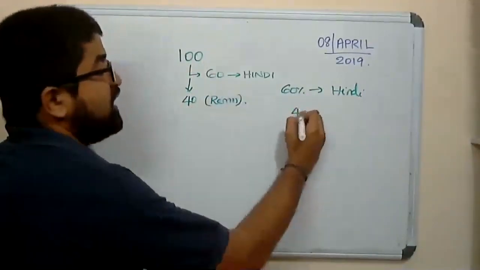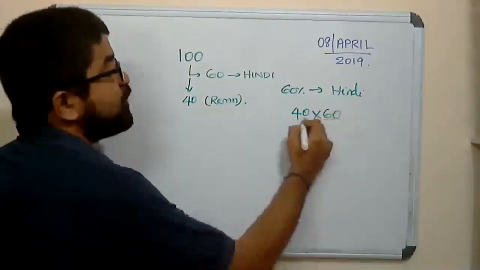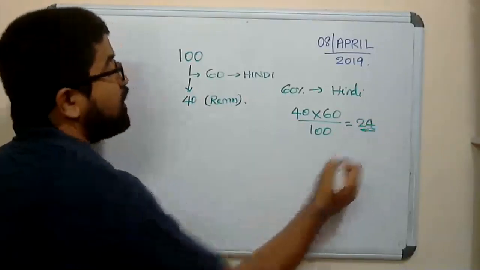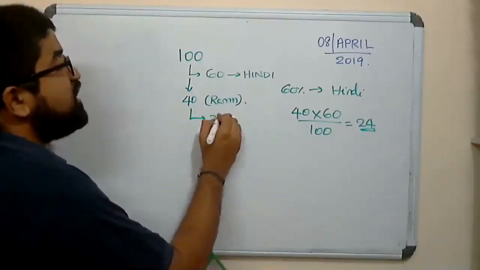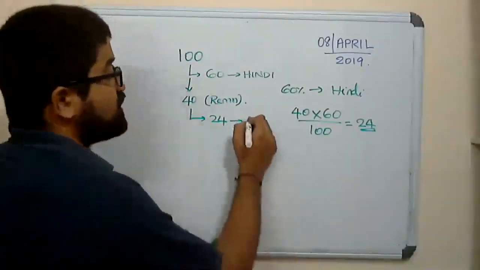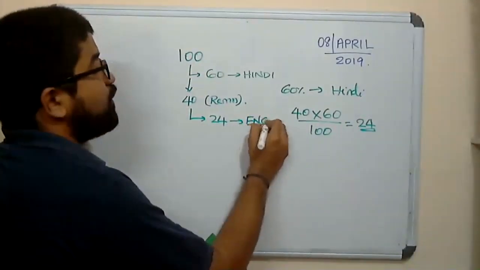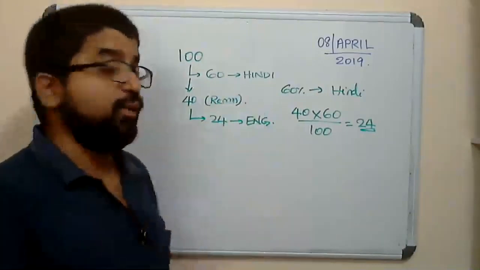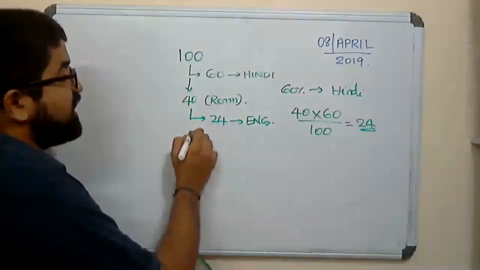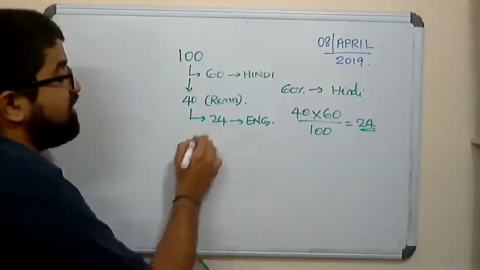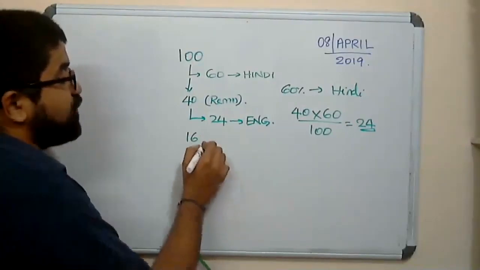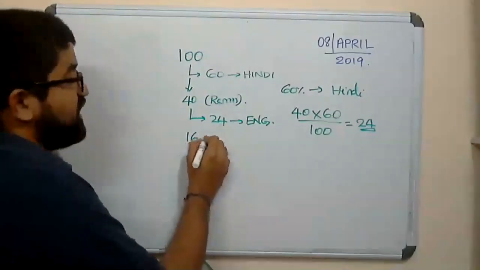This 40, its 60%, that is 40 into 60 upon 100, corresponds to 24. We can see that 24 books correspond to the English language. So I shall write it here: 24 books correspond to the English language. So from 40, when 24 goes, the remaining value comes to 24 plus 6 is 30, plus 10 is 40. So 16 books remain.